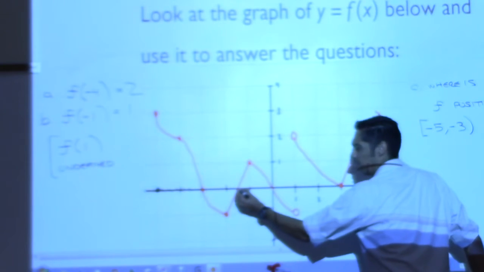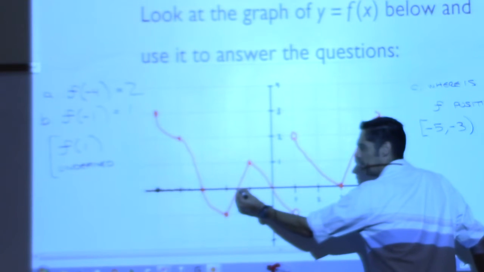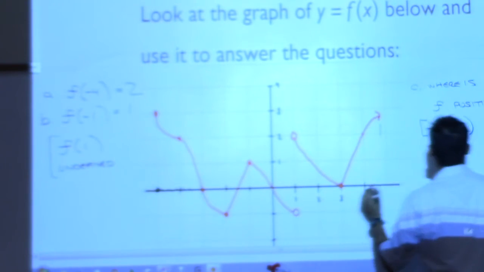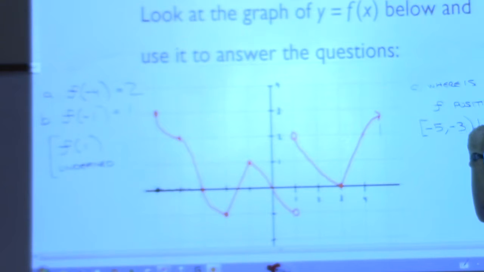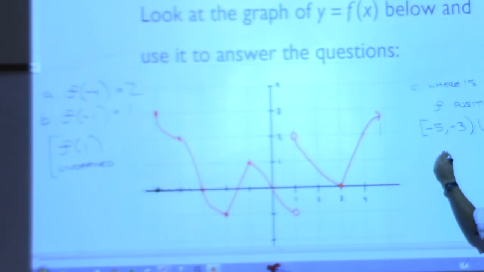-1.5? Y'all see that? From there to where? 0. Okay, so how about I say what? Union, and then -0.5, you said to 0. Now, do I include -0.5 or not? No, because at -0.5, it's on the x-axis. That's 0, right?